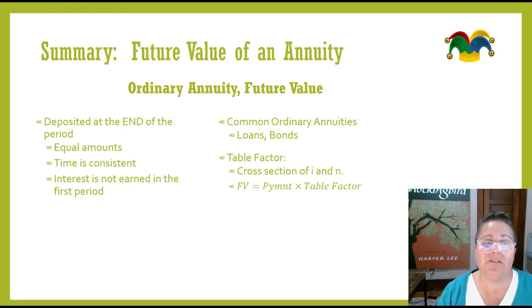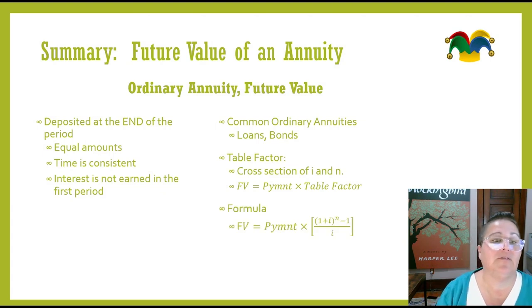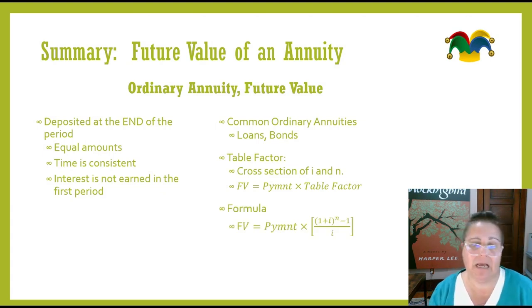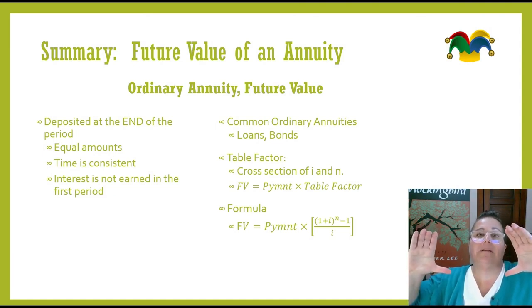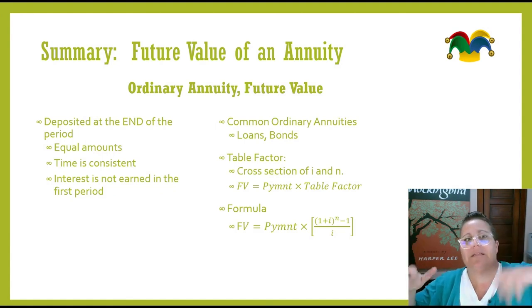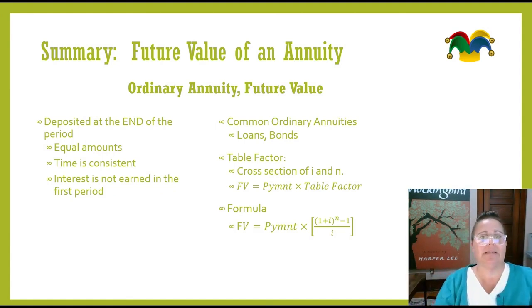The table factor for an ordinary annuity is the cross-section of I and N. In order to find the future value, you need the payment amount to be known, and you're going to multiply that by your table factor. The formula, once again, is the payment times, square brackets, 1 plus I to the nth power minus 1, divided by your I. I was going to say 0.002, but whatever your I value is. All right.